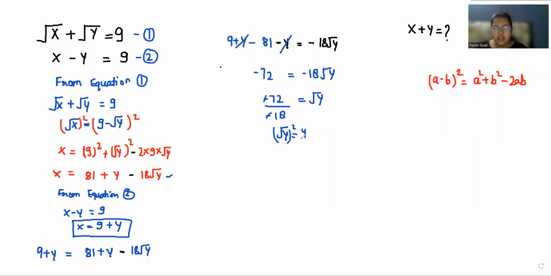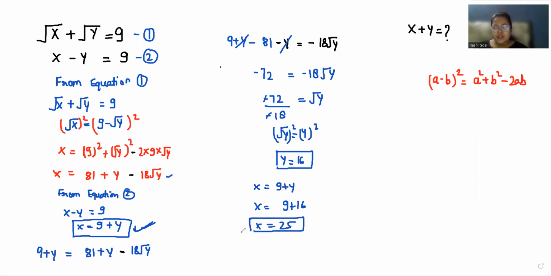Now I am squaring both sides again. So y is equal to 16. So as we know that x is equal to 9 plus y, so x is equal to 9 plus 16, which is 25. So we have to find the value of x plus y. So it is 25 plus 16, that is 41.